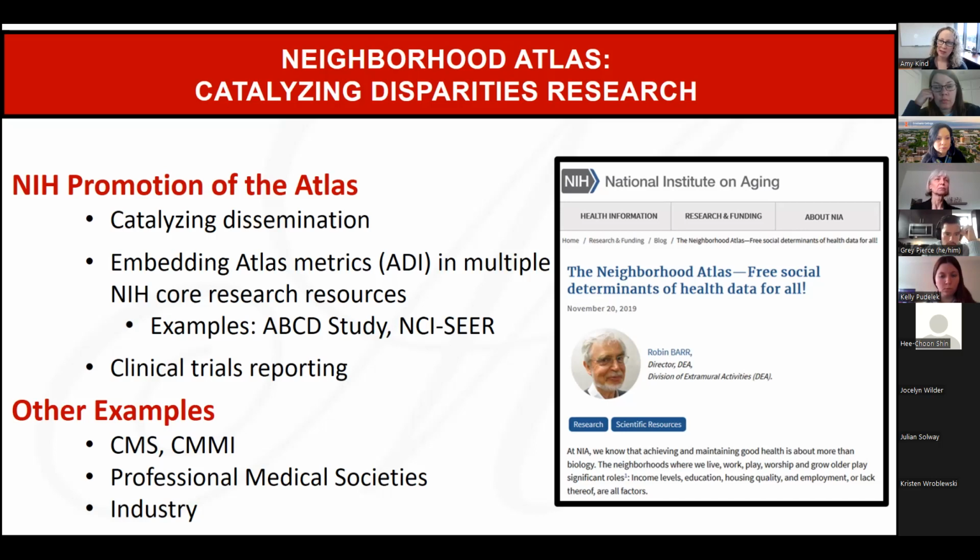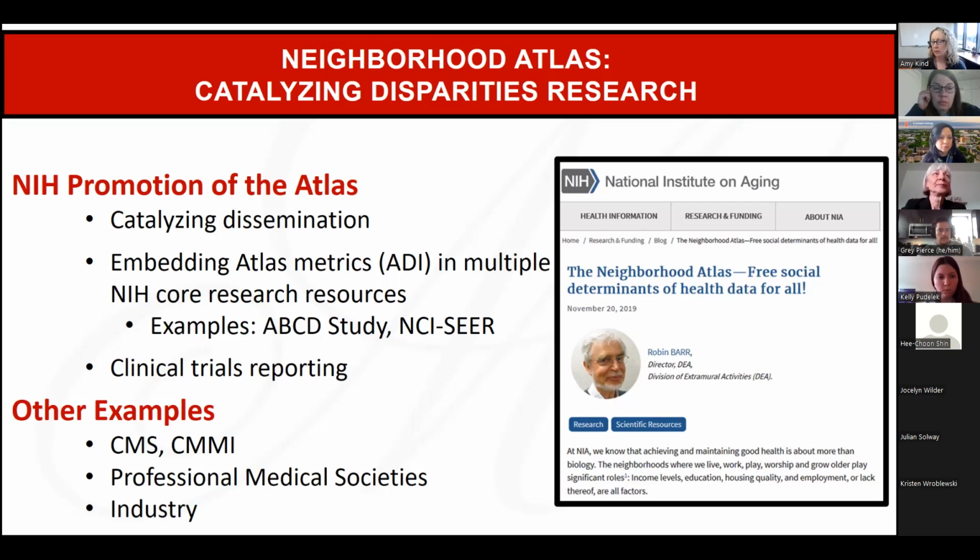ADIs from the Atlas are being embedded in many core resources, and have been probably for the longest in the ABCD study, which is a study of childhood brain health and brain development. We're helping the NIA SEER team to embed it as part of the Medicare data that they provide to many of the cancer centers across the country, as well as many different clinical trial groups and cohort studies. I mentioned the clinical trials reporting.